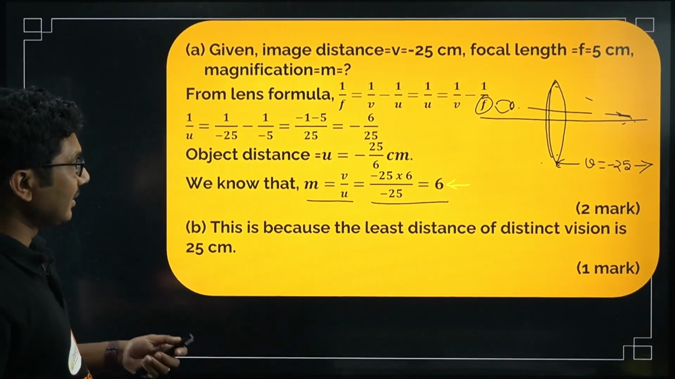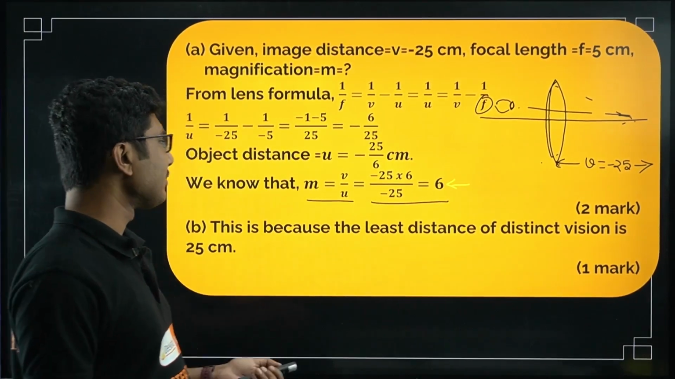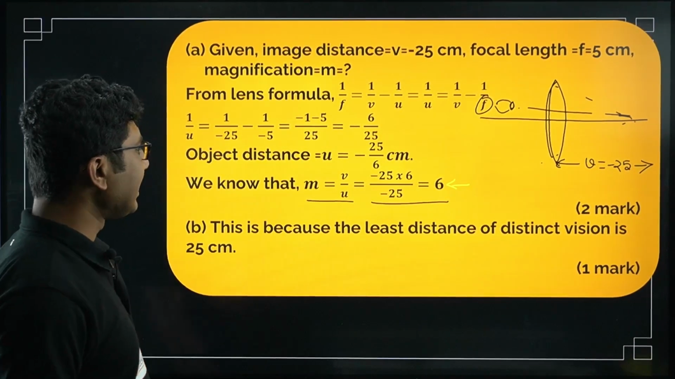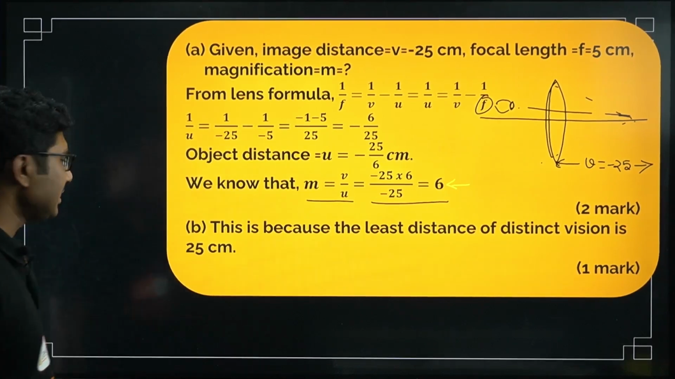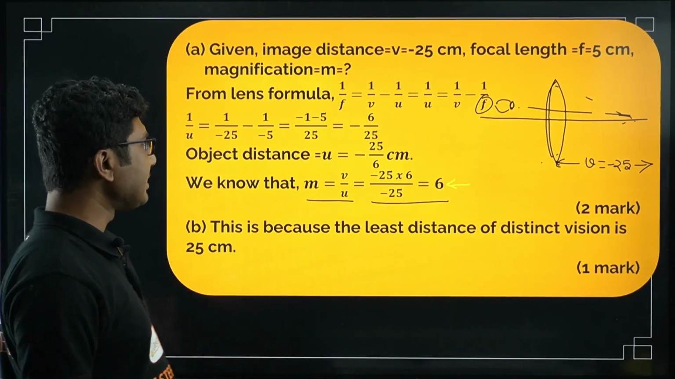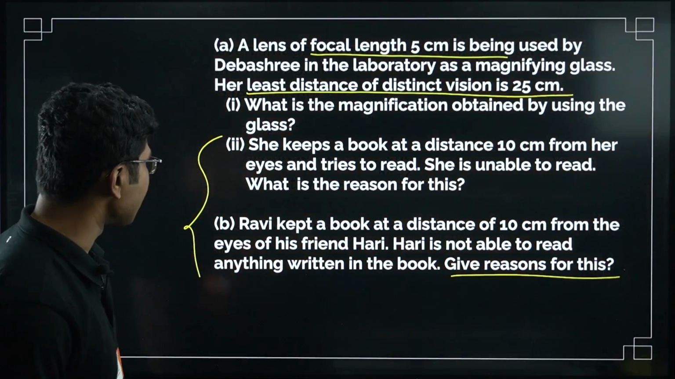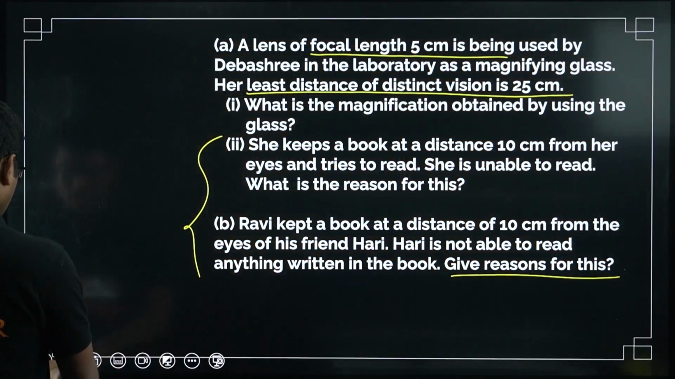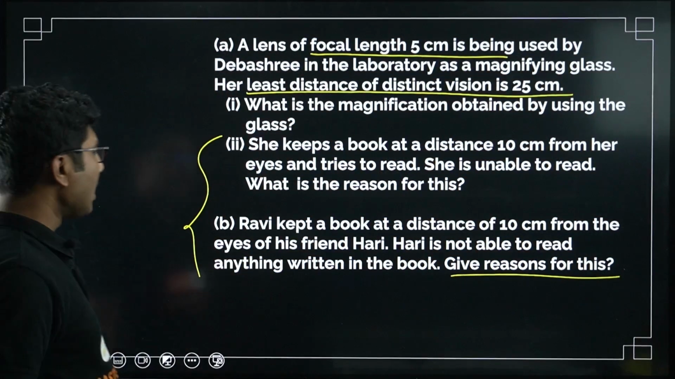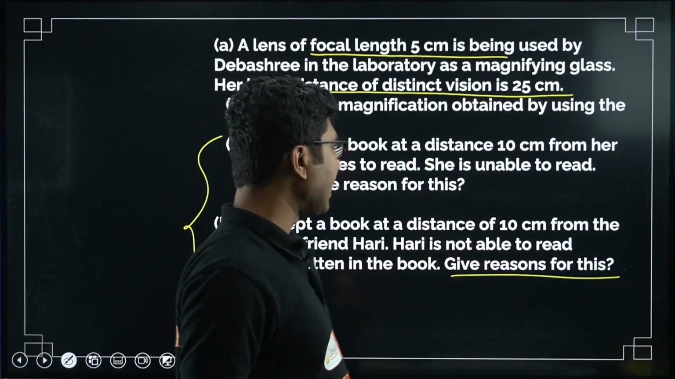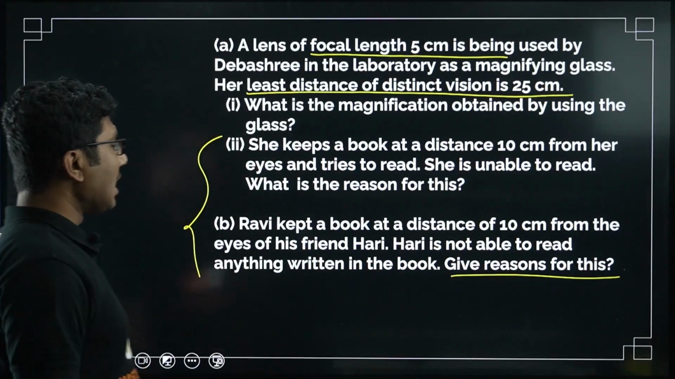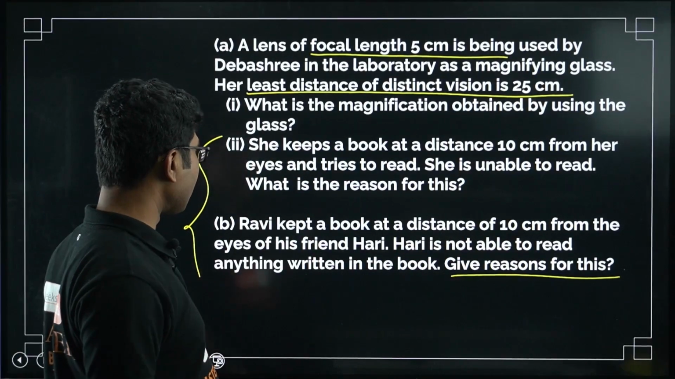Now why is she not able to see that? Because the least distance of distinct vision is 25 centimeter. So least distance is 25 centimeter. That's why she is not able to see. Now the part 2 question answer is not given. Ravi kept a book at a distance of 10 centimeter from the eyes of Hari. Hari is not able to read anything written on the book.